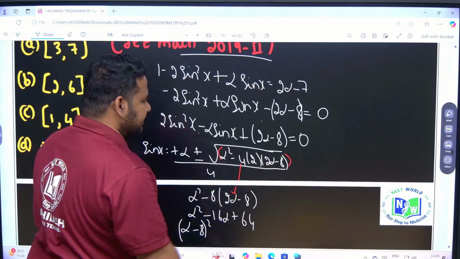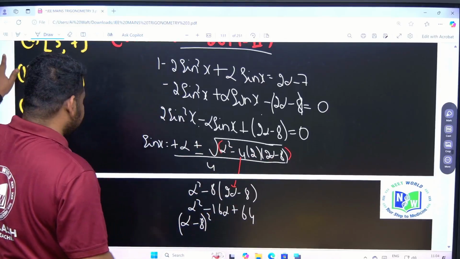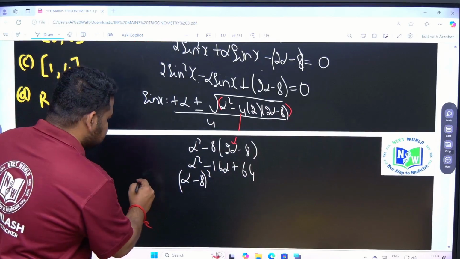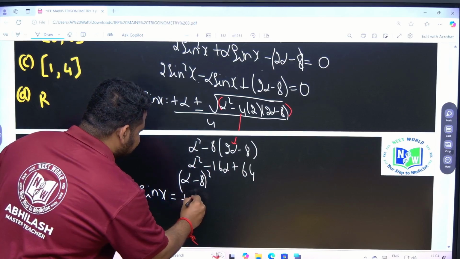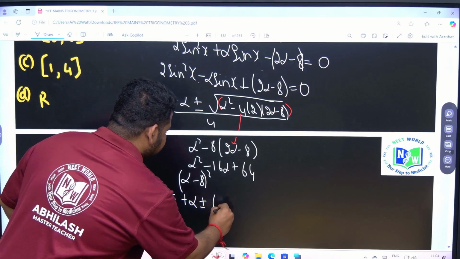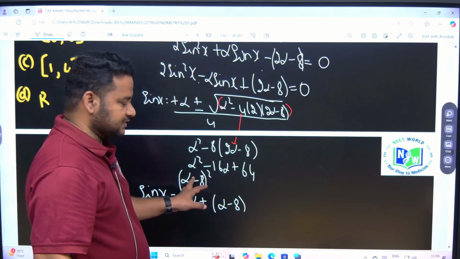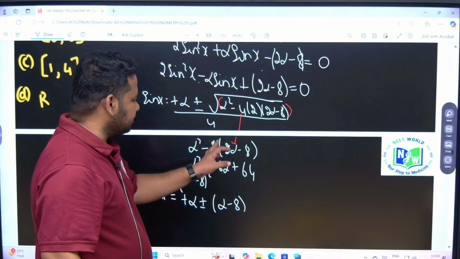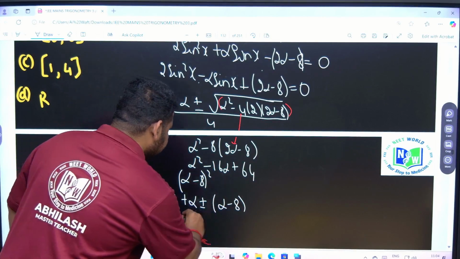So it is in the square root. If it comes out, it will become alpha minus 8. So sin x is equal to plus or minus, this is alpha minus 8. If it comes out of the square root, it will become alpha minus 8, because under the square root it was alpha minus 8 whole square. Once it comes out, it will become alpha minus 8 divided by 4.